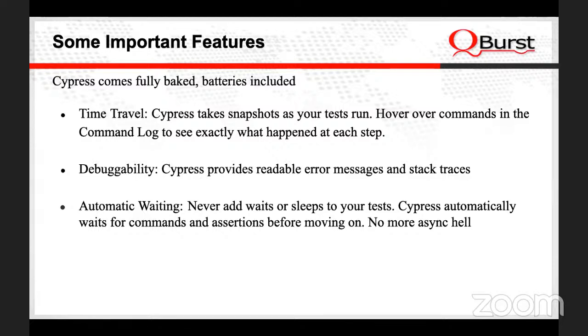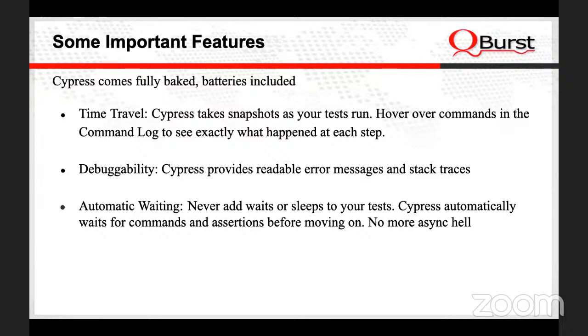And the debuggability. Cypress provides readable error messages and stack traces so that we can identify where exactly the error occurred and we can fix it very fast. As automation engineers, we spend a lot of time maintaining our scripts. That is a phase of a project itself, right? So we need to maintain the code whenever there is a UI change. So debuggability is really important, and Cypress does a really decent job in that.